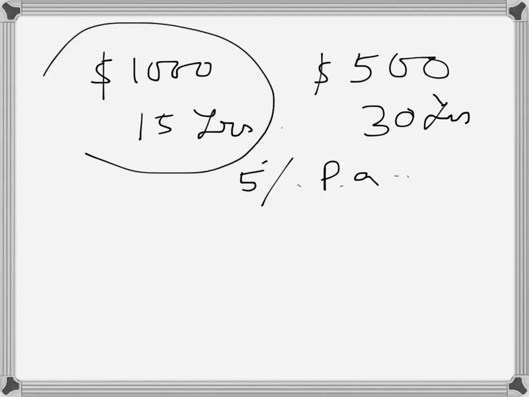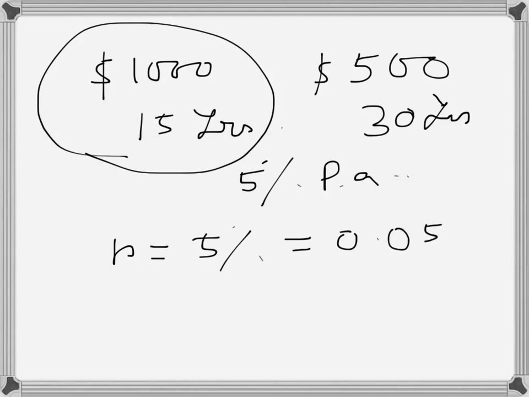So let's first find R, which is the interest rate, 5% per annum, and the interest will be given per year, annually. So it will be in terms of decimal, 0.05. So what will happen for 15 years?